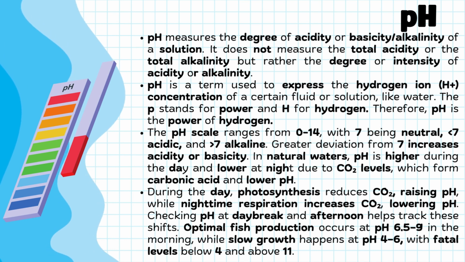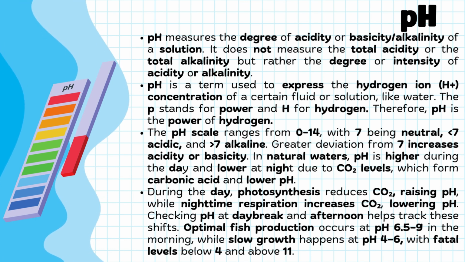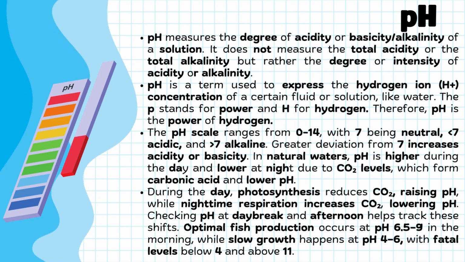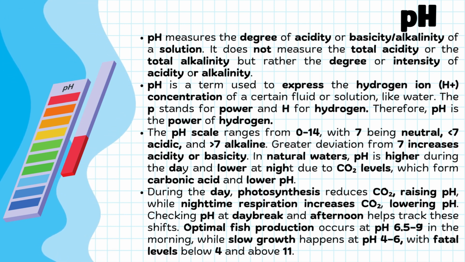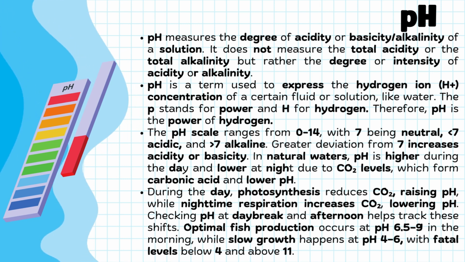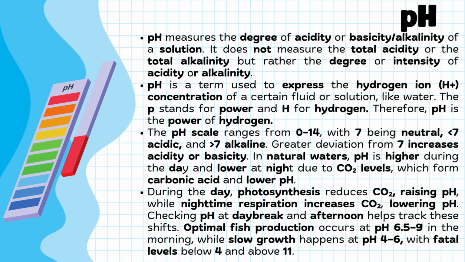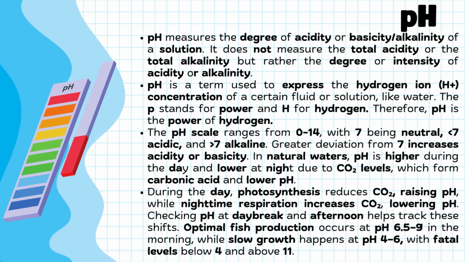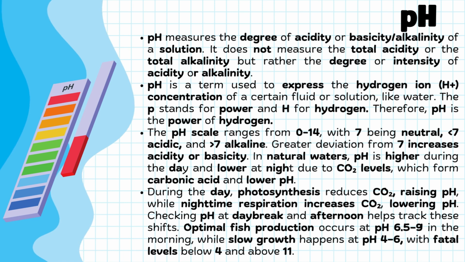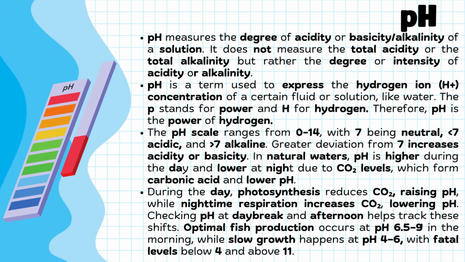If we have a pH less than 7, it is considered acidic, with more hydrogen ions. If pH is more than 7, it is basic or alkaline, with fewer hydrogen ions. And the farther from 7, the stronger the acidity or alkalinity.